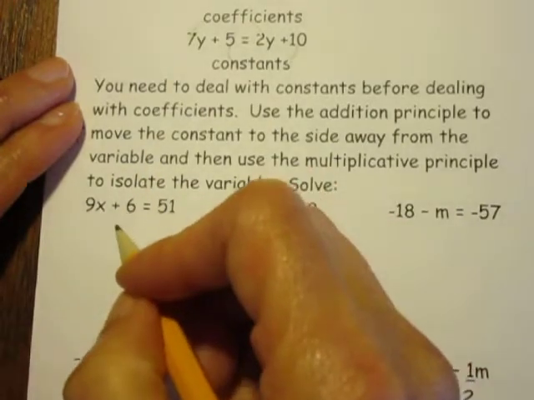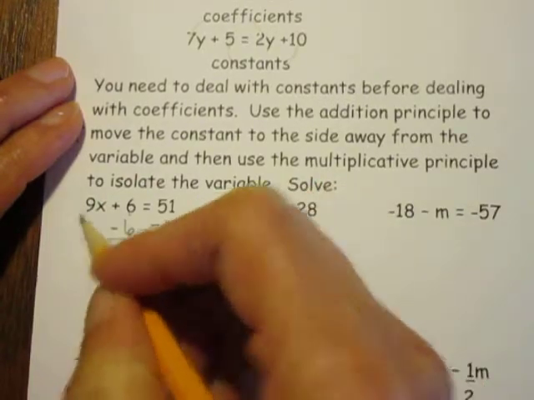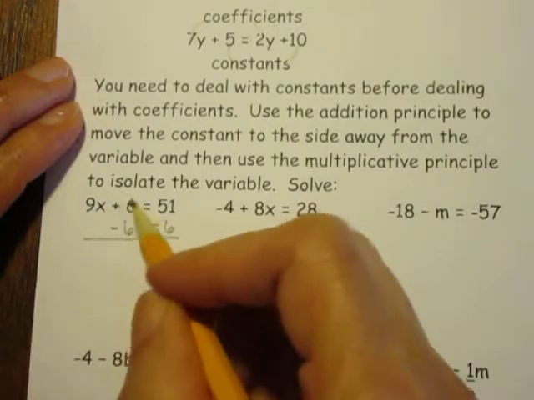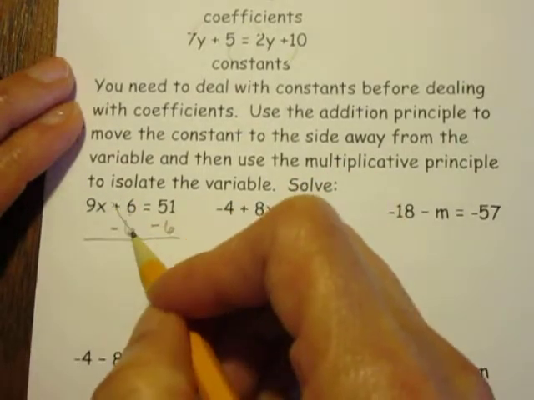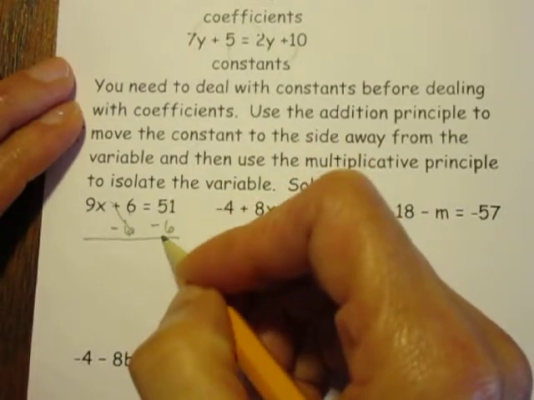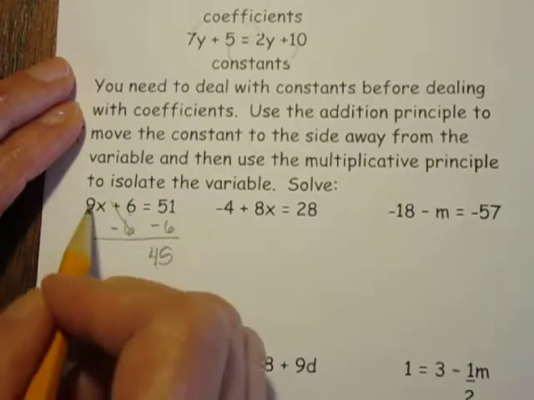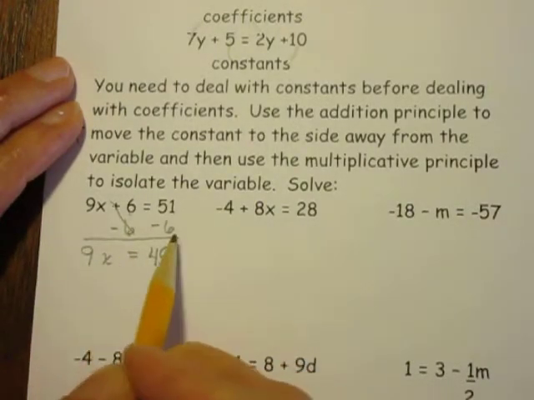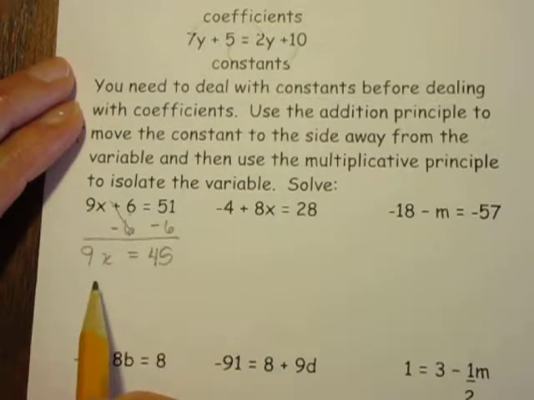I need to subtract 6 from each side, because our goal is to get that variable by itself, and this 6 is connected to it by addition. We undo that with subtraction. This will eliminate the 6. When I collect this side, I end up with 45. When I bring my variable term down, it just comes down as 9x. I drew my computation line there to say that I'm bringing everything down.